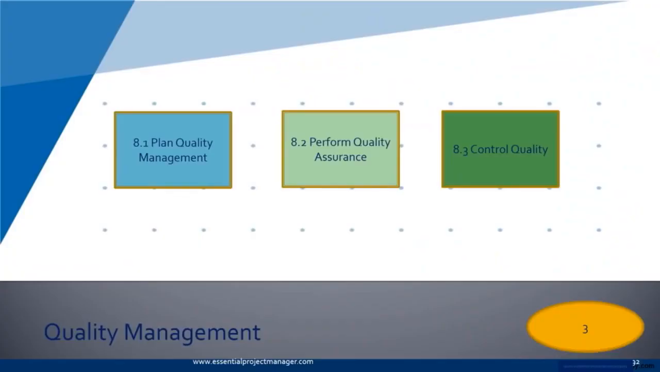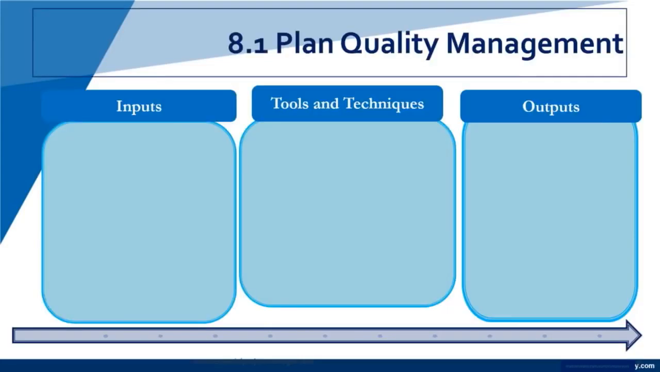With this, we have 3 different processes. We plan our quality management, we put some ideas around it, we perform our quality assurance, and then we control quality. So in planning quality management, we start with our inputs. First, our project management plan. We have our stakeholder register.